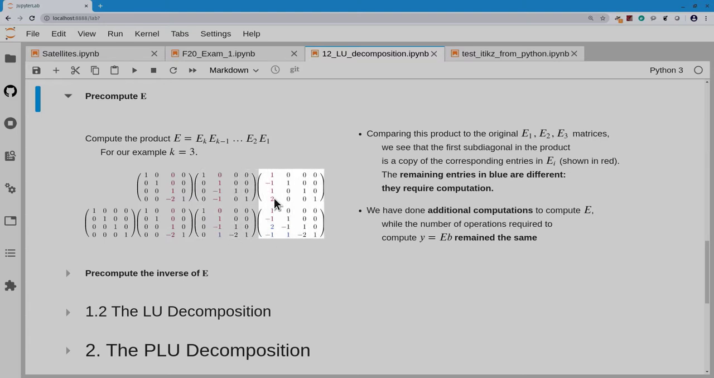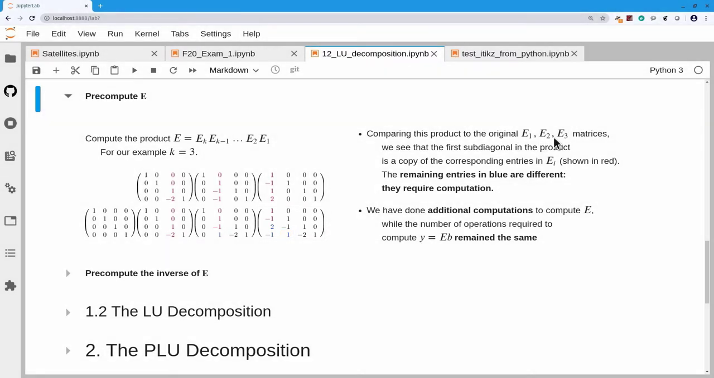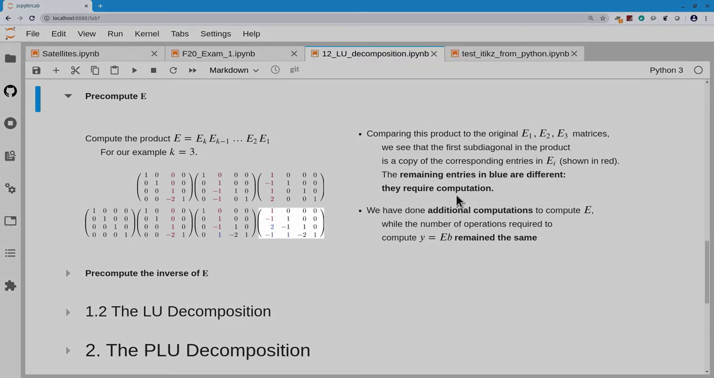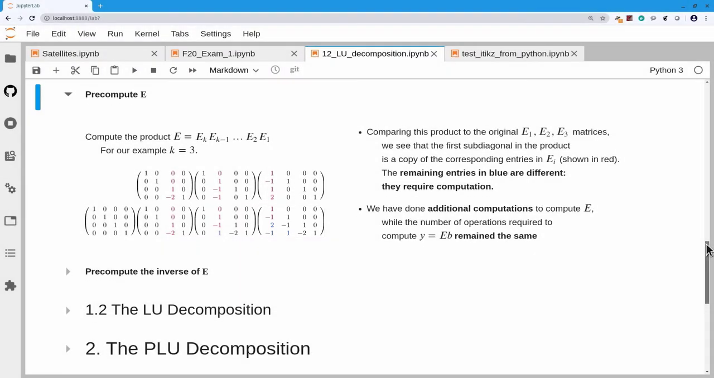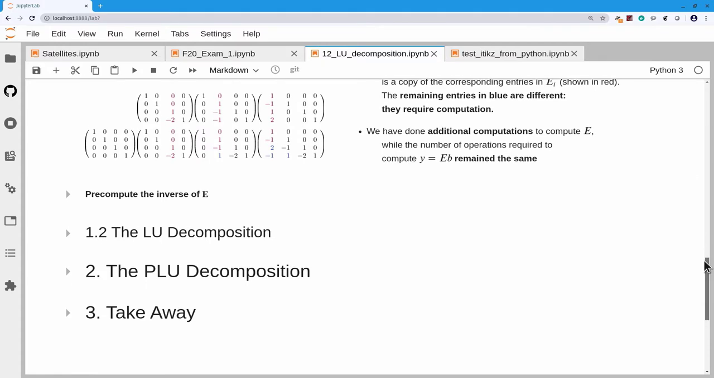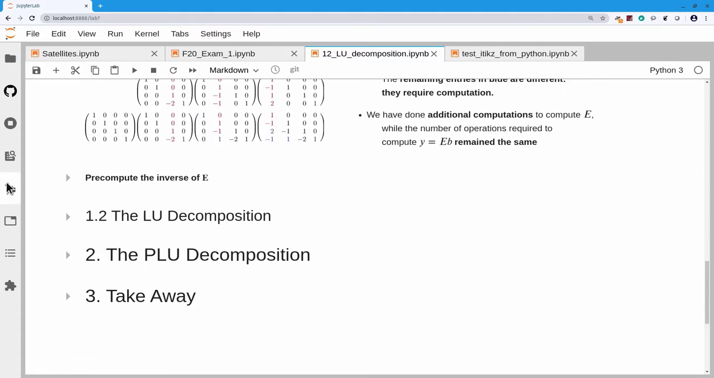If I then go to the next column, the first two entries again copy in, but the remaining entries are actually changed. So there is this blue diagonal region that appears that I actually have to do computations for in order to get that matrix. When I compare this product to the original matrices, I see that I have to do some work. I have to compute some of these entries explicitly. And once I have that matrix, if I think of it as applying to E times b, if I check how much work that is, it's the same work that I would be doing if I simply applied the individual matrices to b one step at a time. So I'll be doing some extra work if I use this idea of pre-computing the product of the E's. Namely, I have to compute those entries that appear below the second subdiagonal.